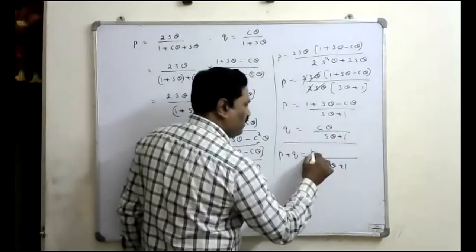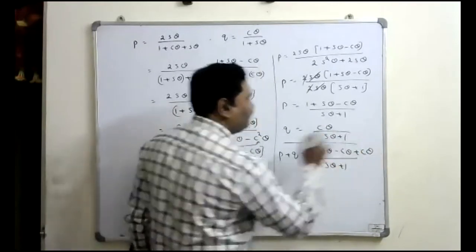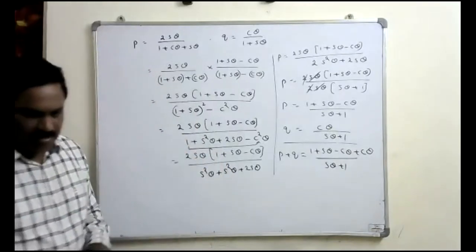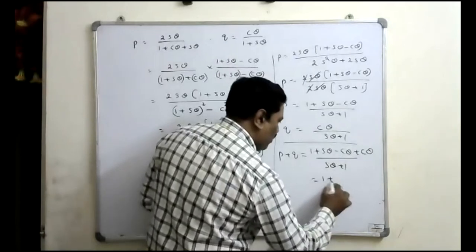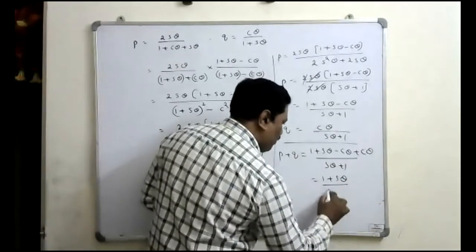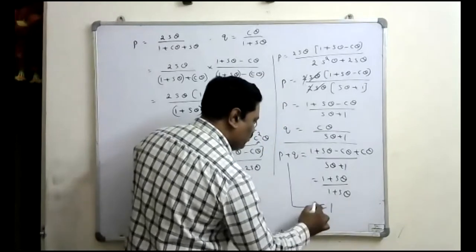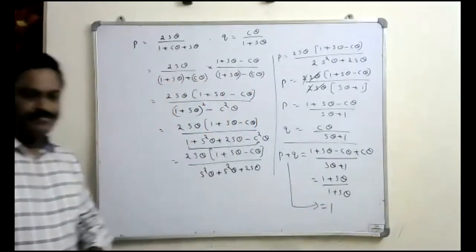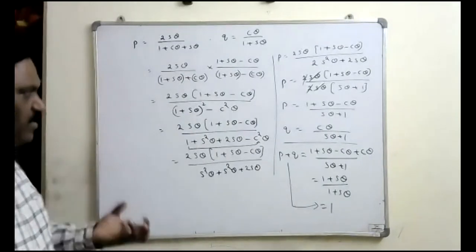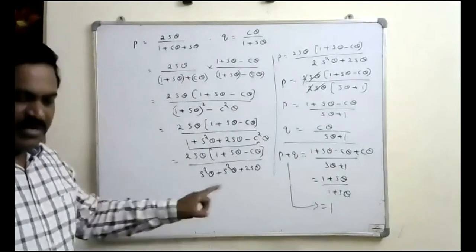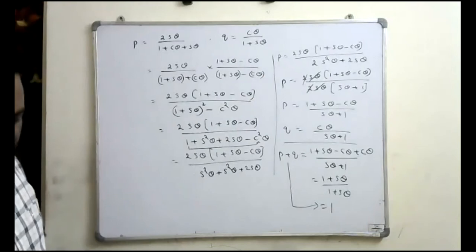Then the numerator will be 1 plus sin theta minus cos theta plus cos theta. The numerator has to be added directly. Now minus cos theta plus cos theta gets cancelled. Remaining is 1 plus sin theta upon 1 plus sin theta, which is equivalent to 1. Therefore, P plus Q is equal to 1. That is the answer. Okay. For such problems, if you practice once or twice, you will remember the answers. If you remember the answers directly, you can write them in the examination.